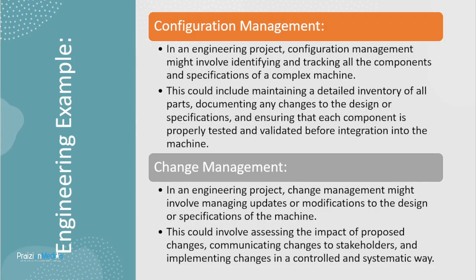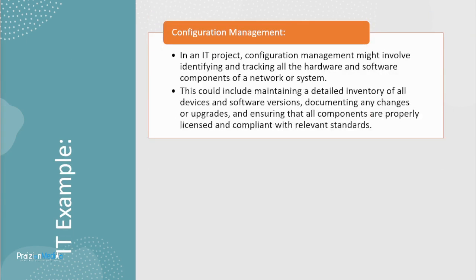Let's move back into examples because I have a few more examples to show you. Next example is from the world of IT. So configuration management in this world could involve identifying and tracking all the hardware, all the software components of a network or system, and it could involve a detailed inventory of all the devices, software versions, documenting any changes or upgrades, and ensuring that all components are properly licensed and compliant with relevant standards.